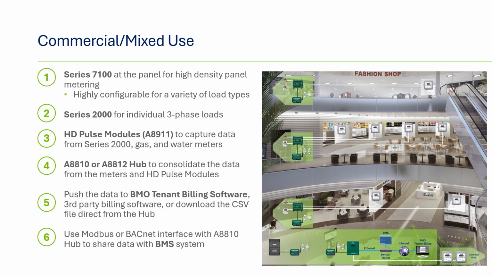3. If there are pulse output gas or water meters, the HD pulse module can be used to capture their data. 4. The A8810 or A8812 data acquisition hubs will consolidate the data from all these meters. 5. The site may take advantage of our Building Manager online software platform for code compliance and billing or choose their own third-party solution. 6. In larger facilities, integrating the metering system with a building management system may be required. The A8810 or A8812 are able to integrate with these systems using either Modbus or BACnet to share the metering data.